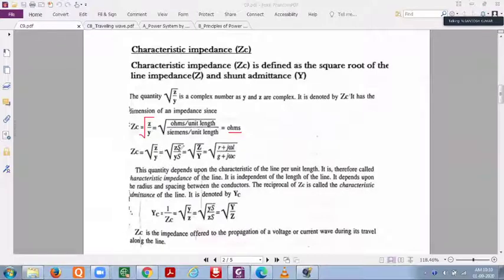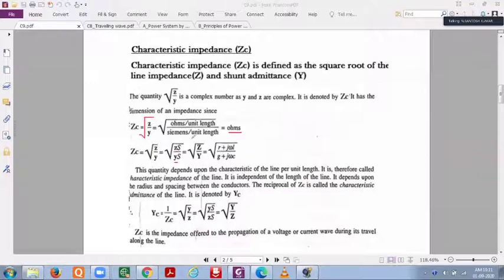Now, written here, under root Z by Y. So this S is the total distance. As you already know, the small letters and capital letters: small letters are per unit length, capital letters are per entire length. Don't get confused. If you refer to any standard textbook, like C. L. Wadhwa that I already posted, you can check. So small letter into S, S is the total distance of the line.